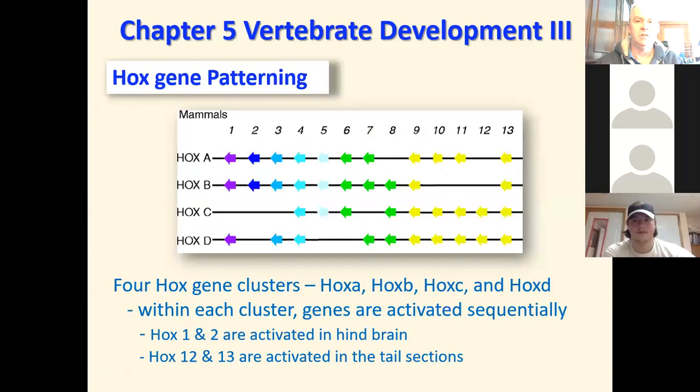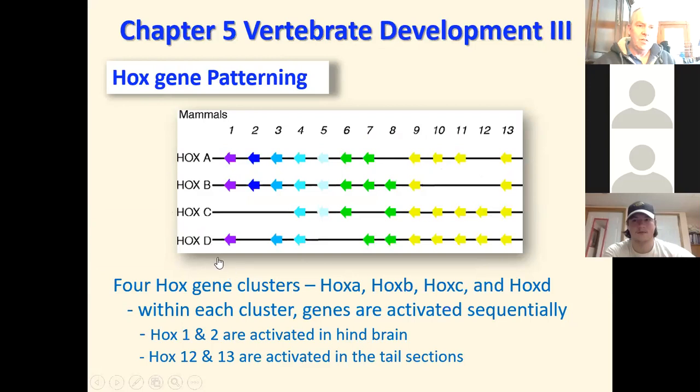What is patterned? Oh, Hox genes. Hox genes, of course. So you've got 4 different clusters of Hox genes, A, B, C, and D, and each one has got up to 13 different genes within it. Some of them are missing here and there.